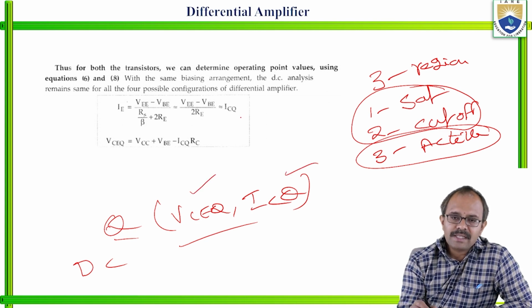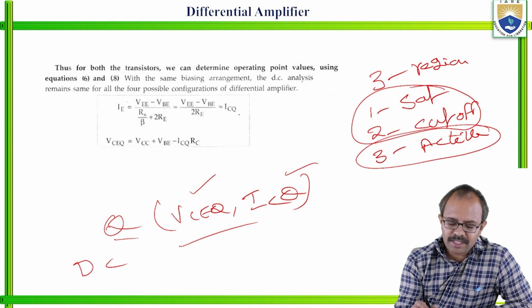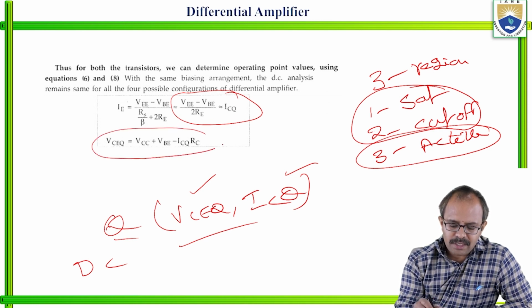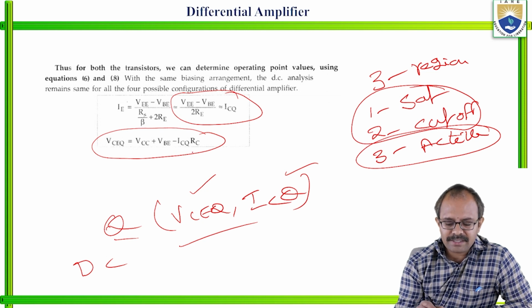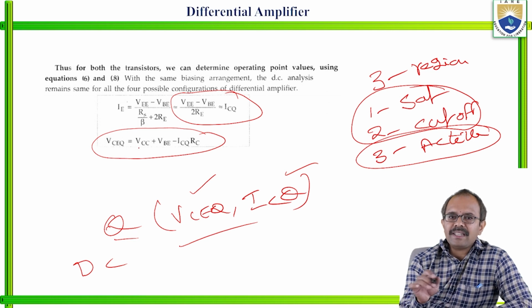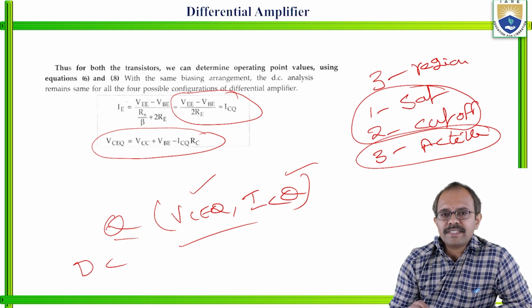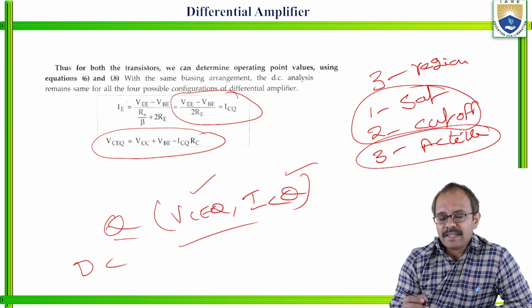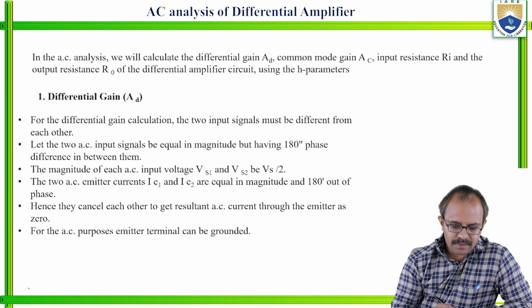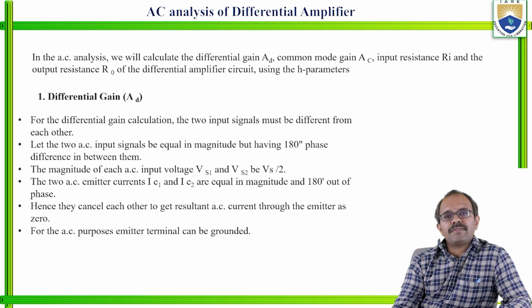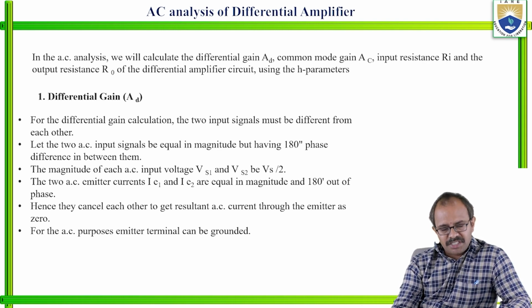So here is your expression for ICQ. What is the expression for ICQ here? (VEE minus VBE) by 2RE. This is your ICQ, and VCEQ is going to be VCC plus VBE minus ICQ times RC. So these two will set the operating region of your differential amplifier, right? So this is nothing but your DC analysis, and similarly we can perform the AC analysis of the differential amplifier. The AC analysis of the differential amplifier will be seen in the next session.